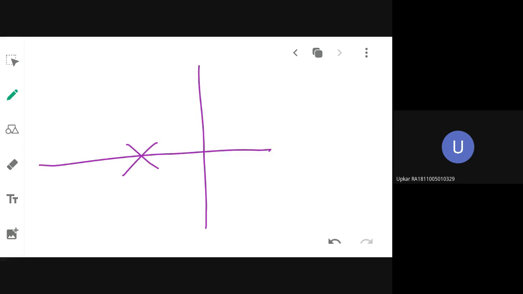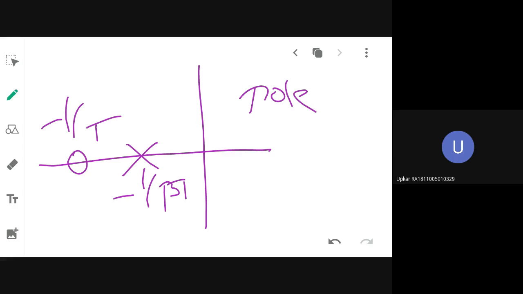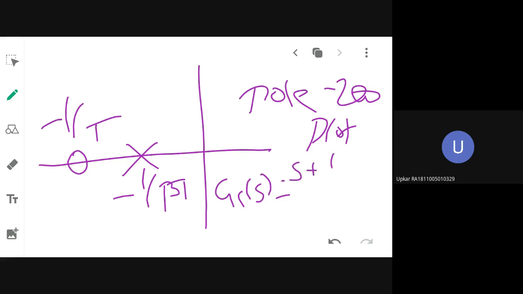This is your pole zero plot. This is your minus 1 by beta T. This is your minus 1 by T. This is the pole zero plot of a lag compensator. And the transfer function in the general form is s plus 1 by T divided by s plus 1 by beta T. Next thing is how to realize it as an electrical network, which we will discuss now.